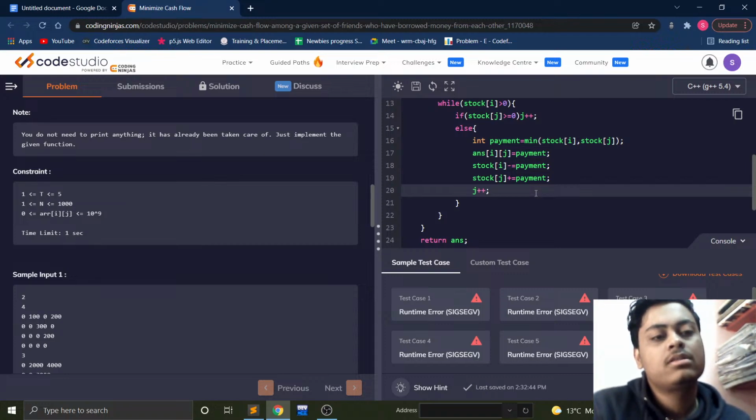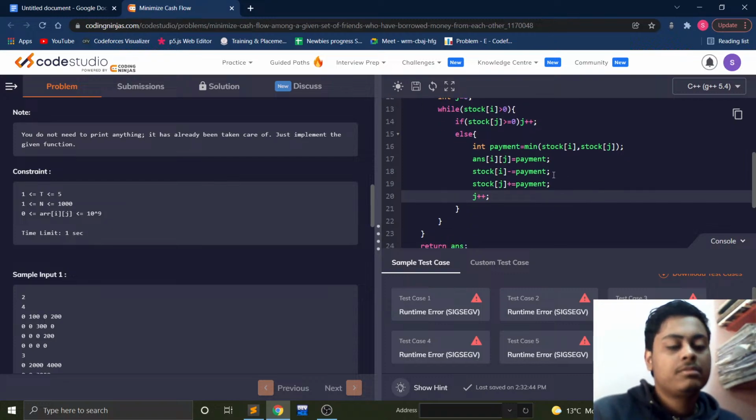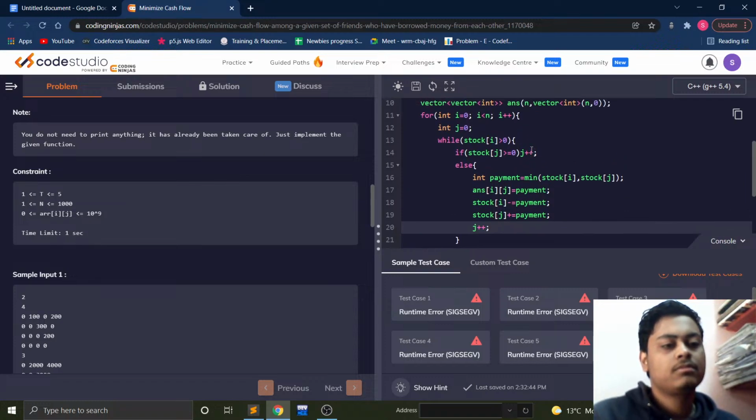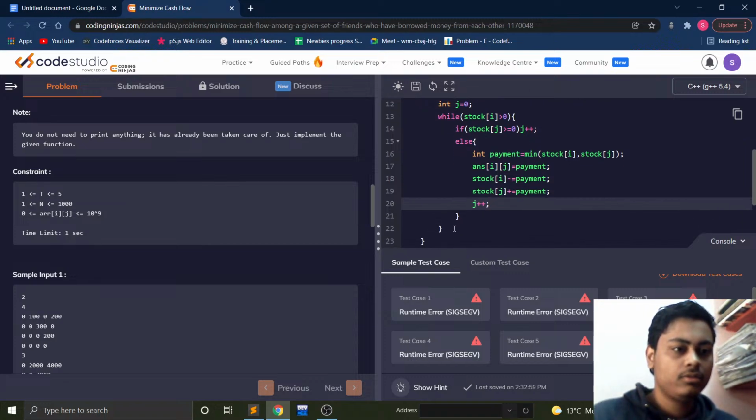See, while stock is positive, somewhere stock will become 0. Stock I will become 0. I can do it in another manner also. I can use a for loop also here. Let's try to do that.